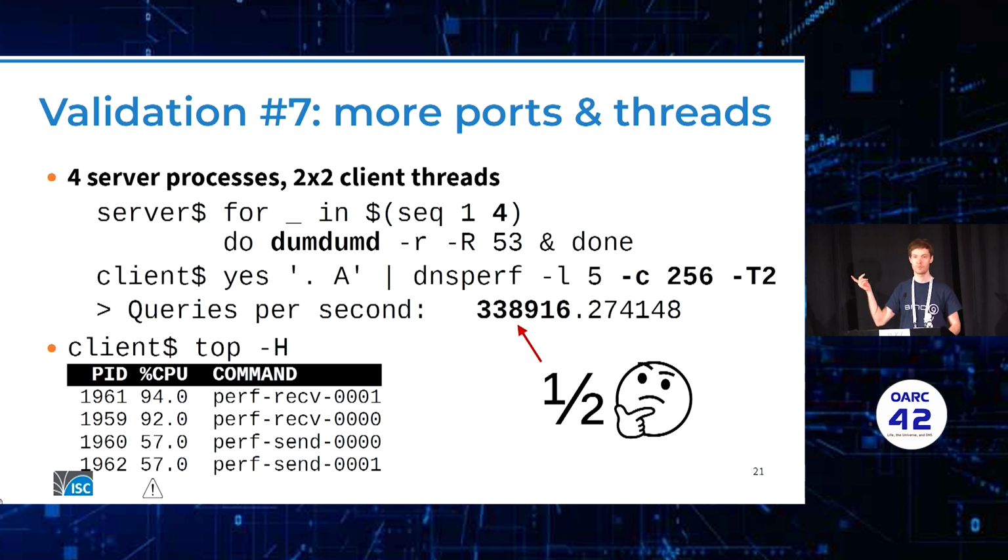So we change the command line parameters for DNS-perf to -c 256 to use more client sockets, and capital -T2 uses more threads on the client side, just to make sure that DNS-perf is keeping up. But the trouble is that, again, it didn't help. We are still at approximately half of the expected throughput. So again, there is some other problem, apparently.